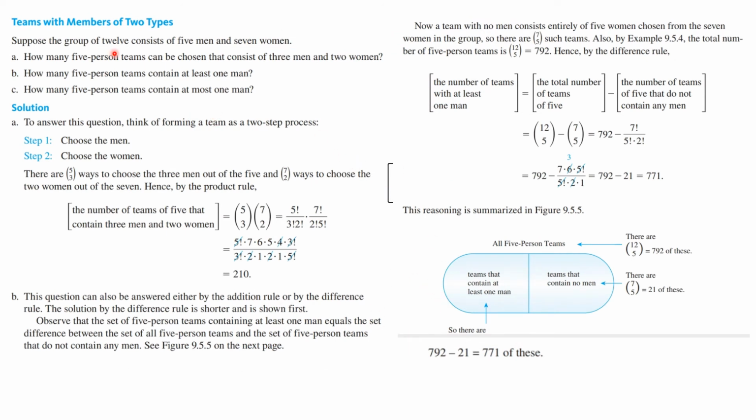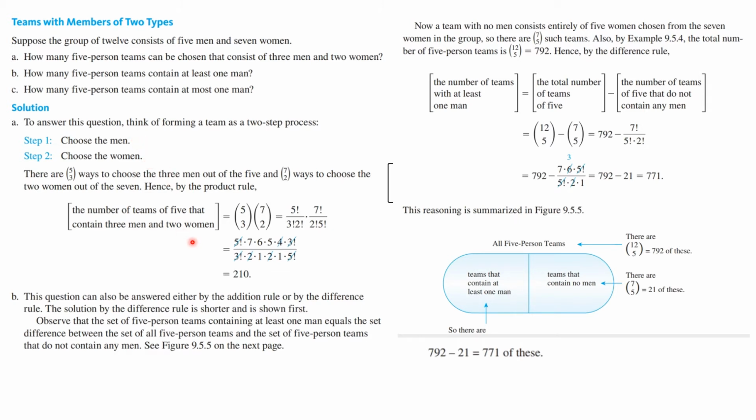Okay, so let's suppose you have a group of 12 consisting of 5 men and 7 women. How many 5-person teams can be chosen that consist of 3 men and 2 women? Think about this as being 2 steps. Choose the men, then choose the women.